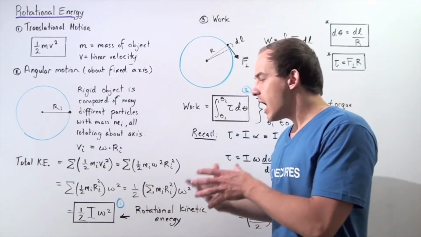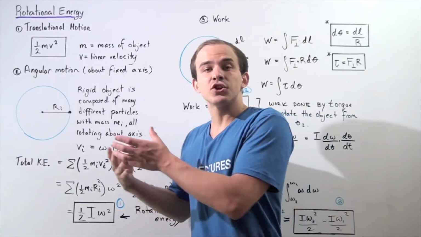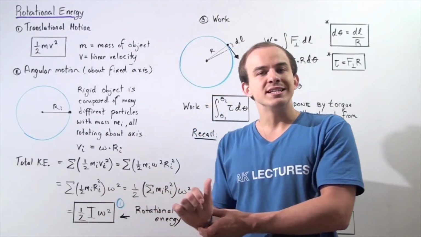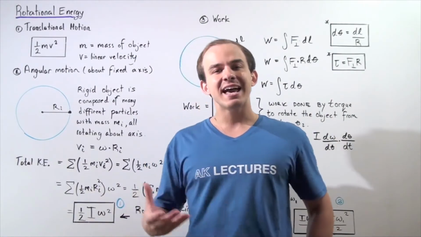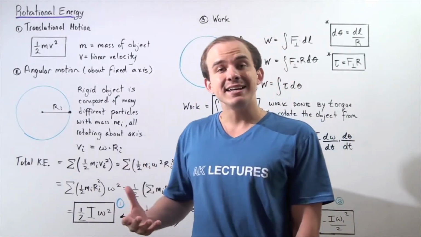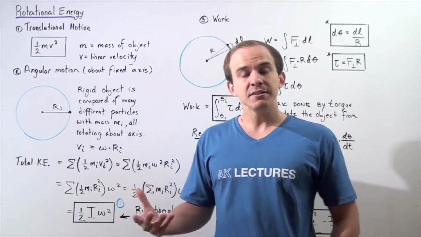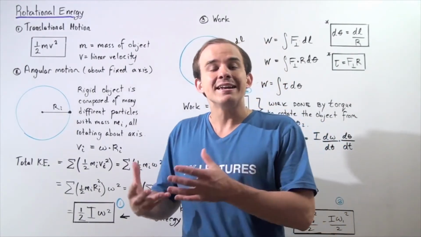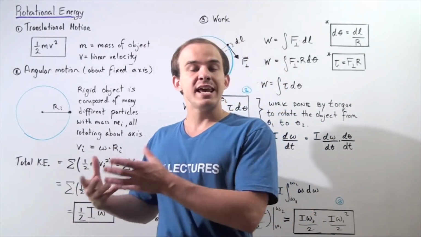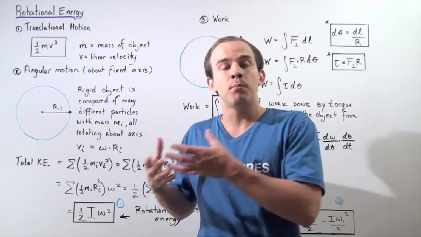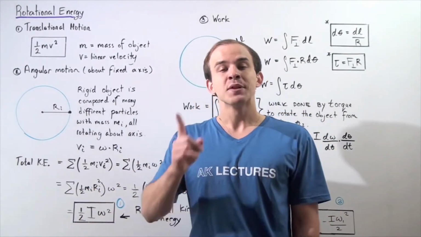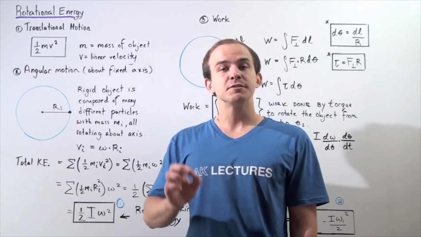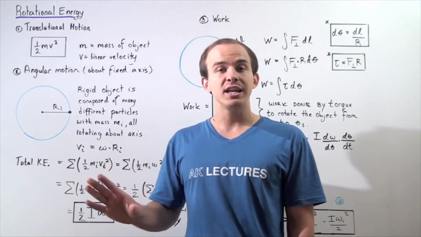Now, when the object is undergoing angular motion, that object is experiencing a change in rotational kinetic energy. So it's gaining kinetic energy. So that means there must be an energy transfer that is taking place. Energy is inputted into our rotating object by some force. And that means work must be done on our rotating object.